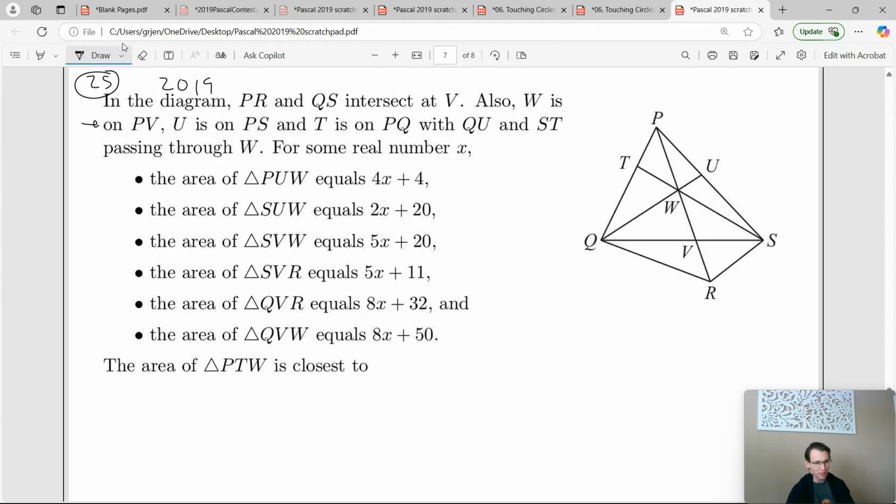Okay, so PUW. This bit here has area 4x plus 4. SUW has area 2x plus 20. Area of SVW is 5x plus 20. SVR is 5x plus 11. QVR is 8x plus 32. And QVW is 8x plus 50.